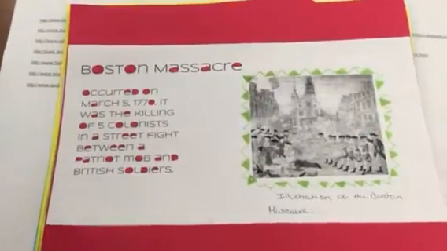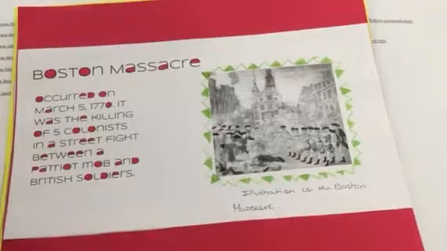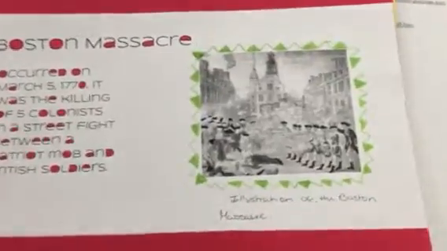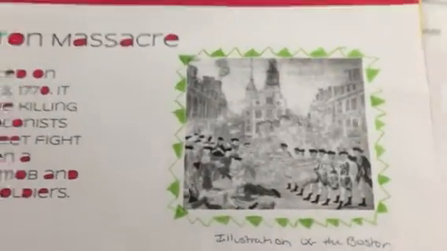The Boston Massacre occurred on March 5, 1770. It was the killing of 5 colonists in a street fight between a patriot mob and British soldiers. This was caused by the public's dislike towards the presence of British troops in the city of Boston. This is an illustration of the Boston Massacre.